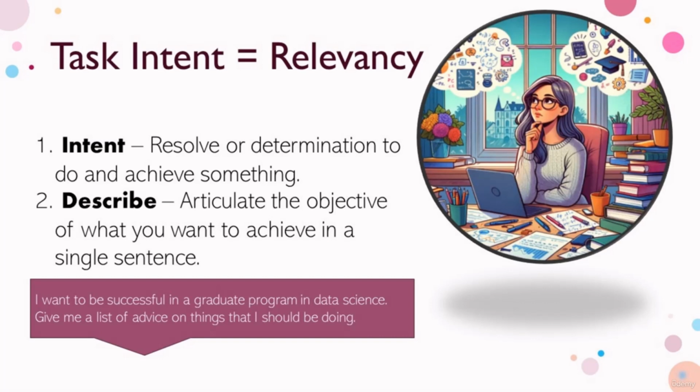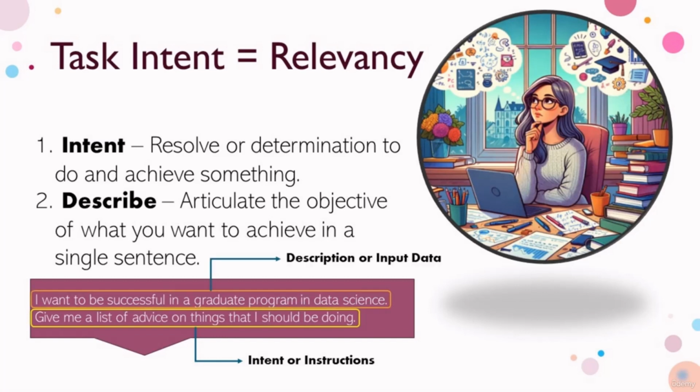Direct prompting is the simplest form of interaction with language models. It involves straightforward questions or commands and requires minimal understanding of underlying AI concepts. In this prompt, we can identify the prompt intent as generating a list of advice. This indicates what you want to achieve, receiving actionable advice. The description of the input data is, "I want to be successful in a graduate program in data science." This provides the AI information about the specific area in which you seek advice, guiding the relevance of the advice to the field of data science education.